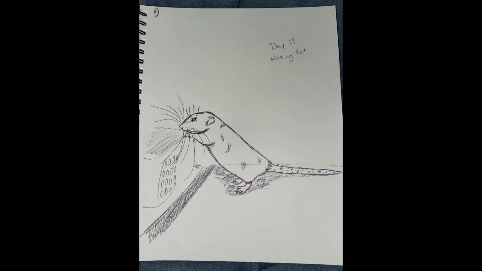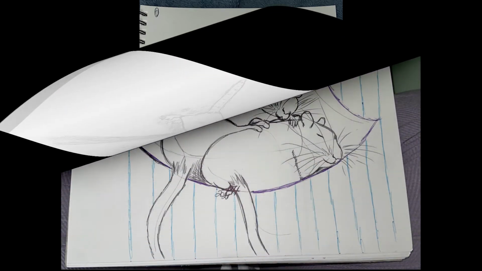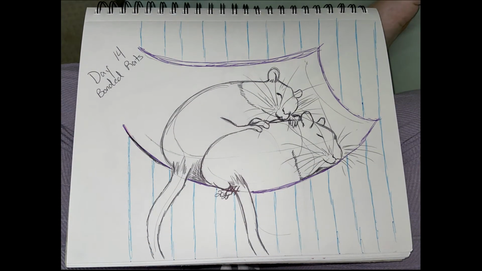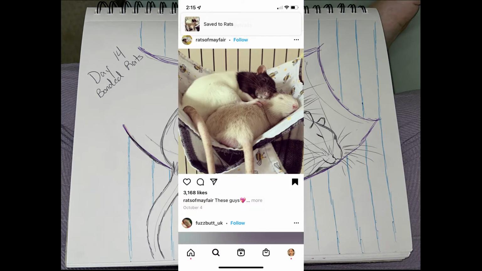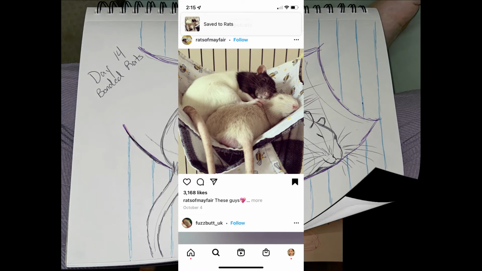For this one, I also took some creative liberty, and this is Fudge looking for treats. He is always hard at work looking for treats. Day 14 was Bonded Rats, and I really just wanted to show two rats snuggled up in a hammock together. I referenced a photo from Instagram here.